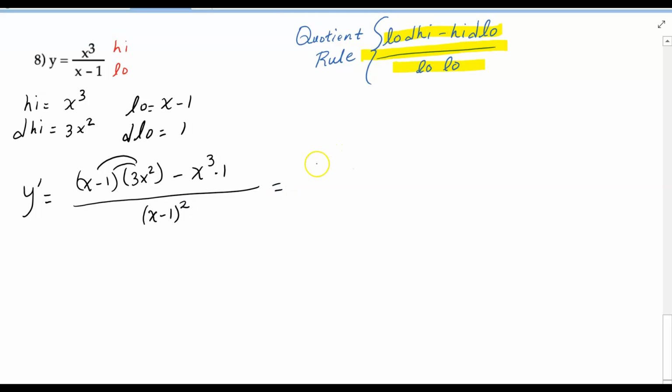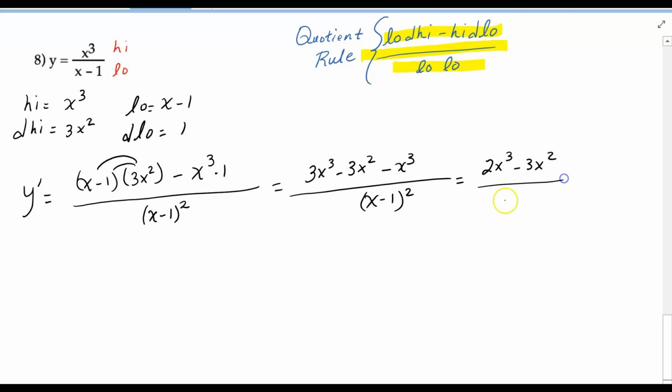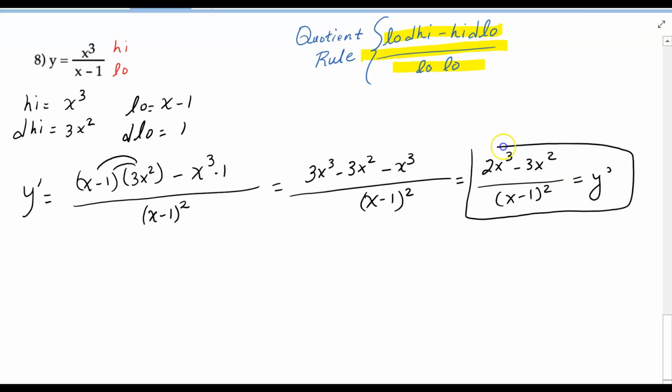So when we distribute like that, we're going to get 3x cubed minus 3x squared minus x cubed, all divided by x minus 1 quantity squared. Okay, and when we combine our like terms, we're going to get 2x cubed minus 3x squared, all divided by x minus 1 quantity squared. So this is our first derivative, our y prime. Okay, and nothing to it. We applied the quotient rule.